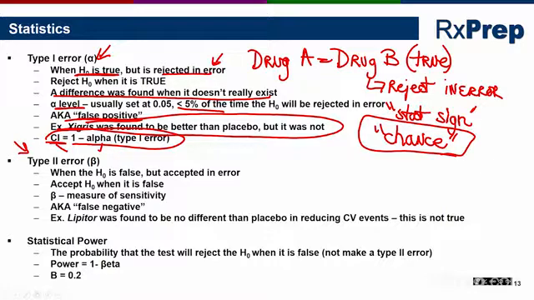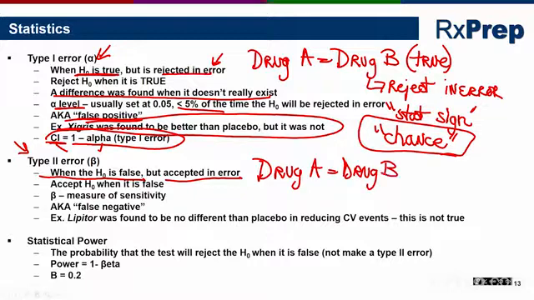Type 2 error is also known as beta. Type 2 error occurs when the null hypothesis is false, but yet it's accepted in error. So that null hypothesis we were talking about before is always set to equal each other, right? Both arms of the trial are equal. One drug is not better than the other, or not better than placebo. So this is actually false. One drug is better, but it's accepted in error.